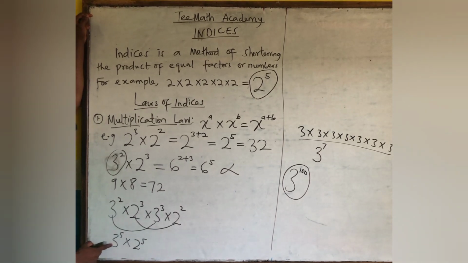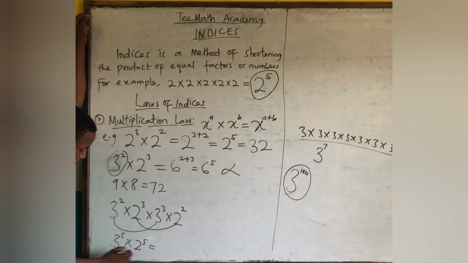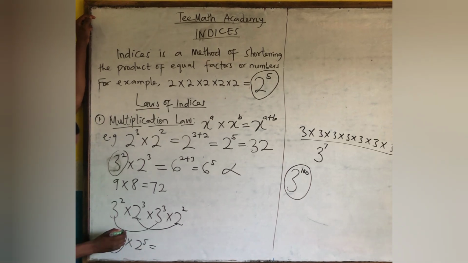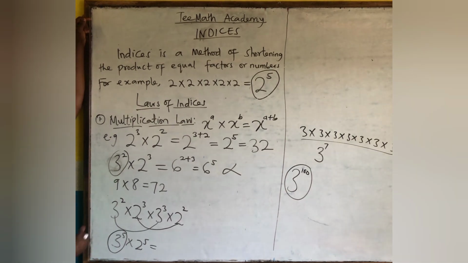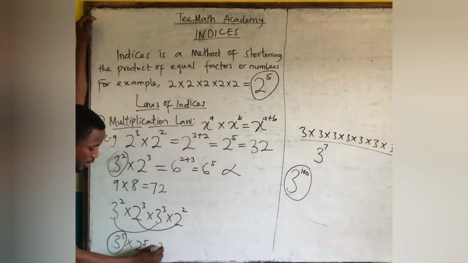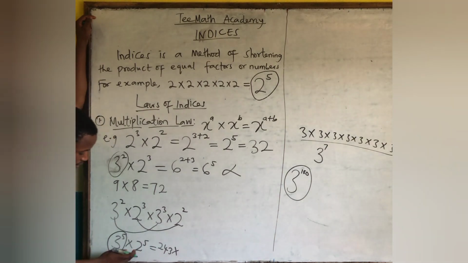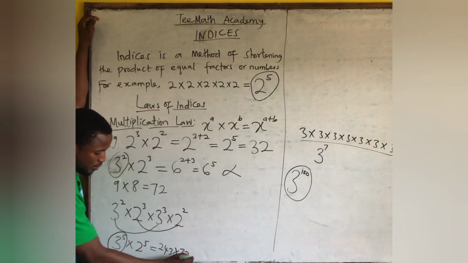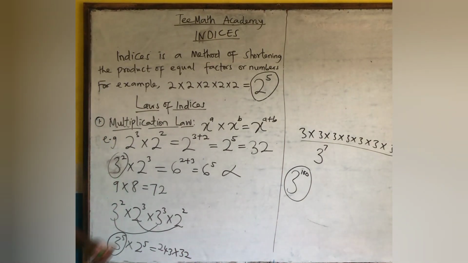So don't say 3 times 2 again. What do you do? You bring out the value of each. So 3 raised to power 5, that is 3 times 3, 9. 9 times 3, 27. 27 times 3 is 81. 81 times 3 is 243. Then times 2 raised to power 5, that is 32. So you can multiply this, then you get your answer.